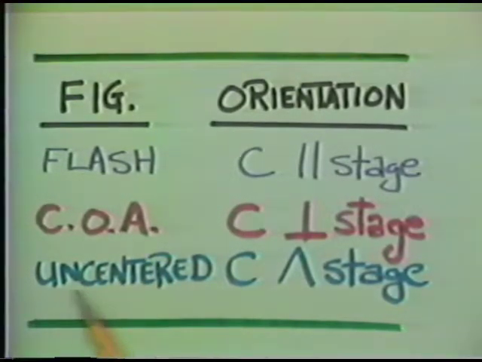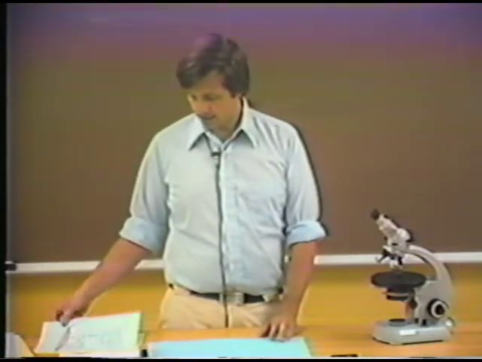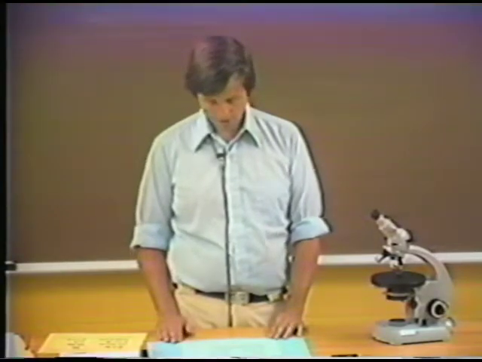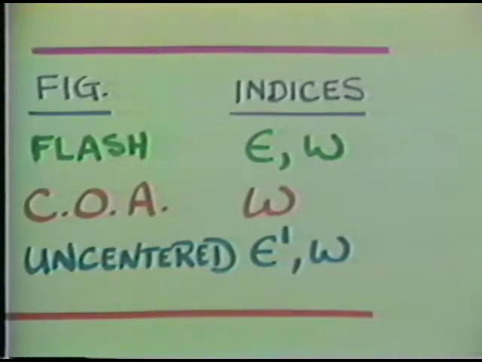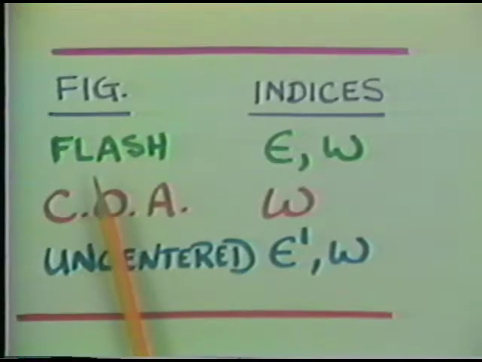And the most common kind of figure then we call uncentered, and it's a quite variable looking figure and occurs when the c-axis makes some other angle to the stage, not perpendicular, not parallel to the microscope stage. Now, there's a very close relationship then between the kind of figure and the refractive index that we can measure in that particular figure, and this diagram tells us which refractive indices we can measure depending on which figure we obtain.